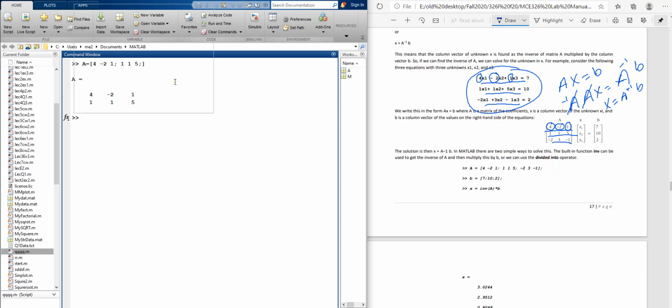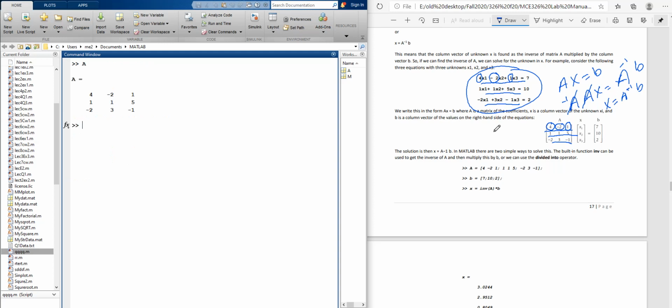I'm sorry, by mistake, let me repeat it. The third row is minus 2, as you see here, followed by 3, as you see here, then followed by minus 1. If it's not arranged, you should arrange it like this. So this is the value of A. These are the coefficients.